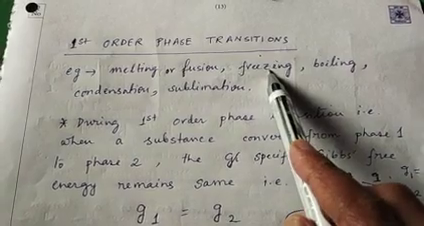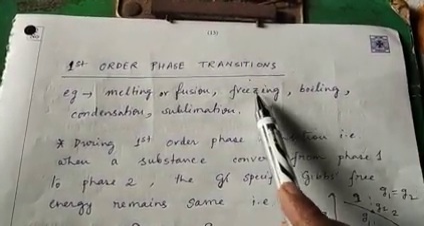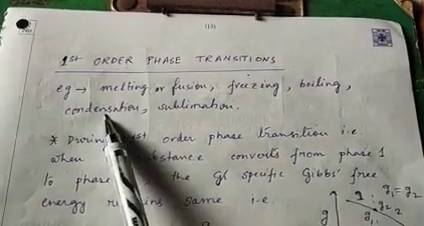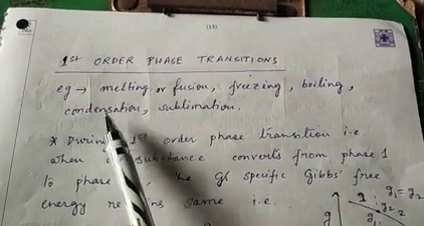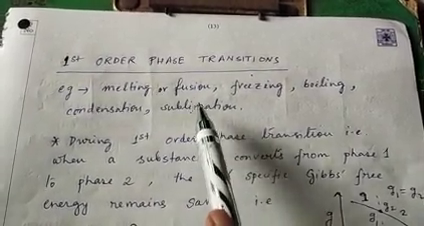And then there is freezing. Freezing means there will be change of phase from liquid phase to solid phase. Then there is boiling, liquid phase to vapor phase, condensation, vapor phase to liquid phase, and then sublimation, solid phase to vapor phase, direct conversion.